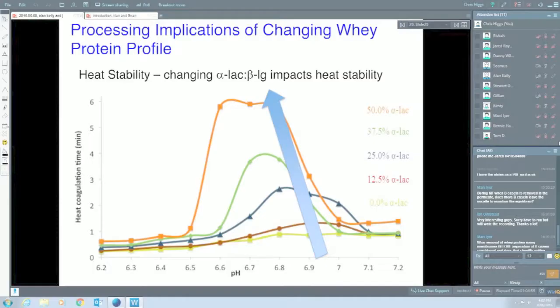So the heat stability increases, and the pH of maximum heat stability shifts slightly to the left as we add alpha-lac. We would be adding alpha-lac to match the whey protein profile of human milk, but it also has important, in this case positive, technological implications around heat stability. An improvement in heat stability would be expected to result in reduced viscosity during processing and improved processing performance, less fouling, etc. in the manufacture of infant nutrition products.